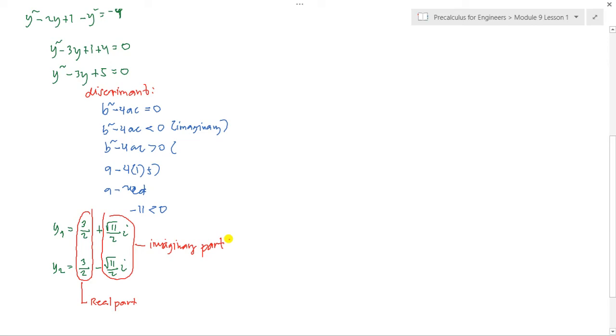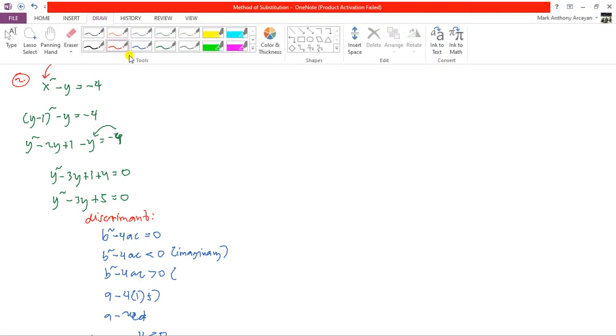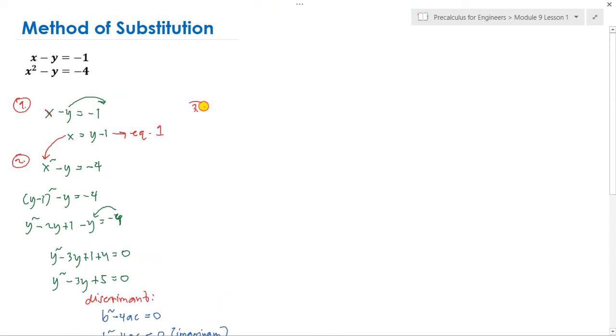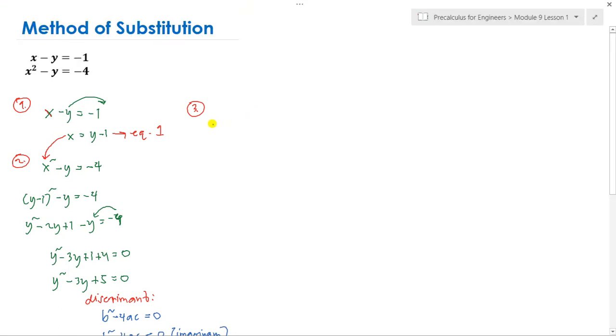Okay, so our solution is a complex number, comprising real numbers and imaginary numbers. So if we have two values for our y, it is automatically understood that there are also two values for our x. Because at step number 3, we're going to substitute our values for x and y into either of the two equations. So I'm going to choose equation 1.